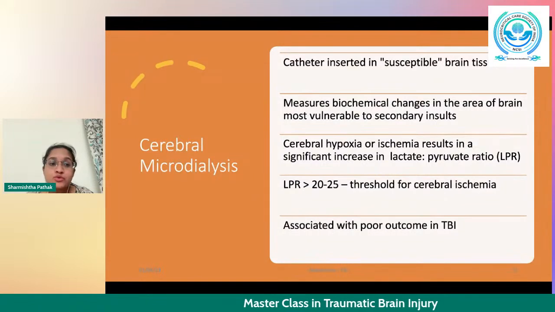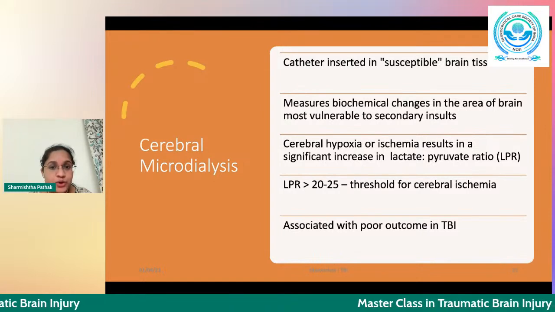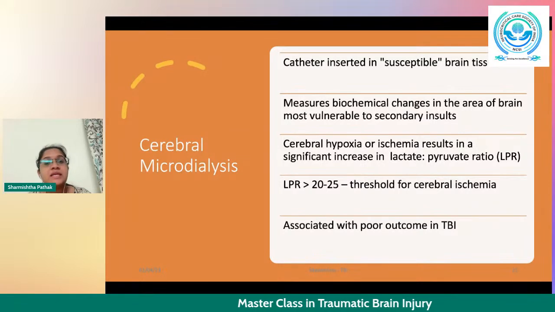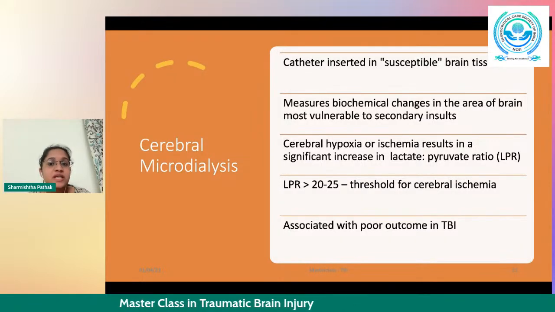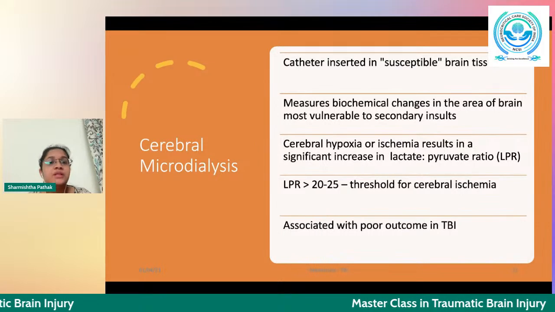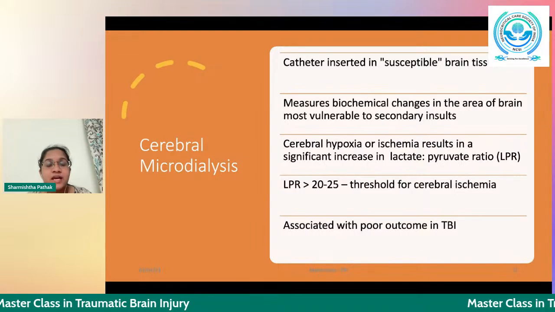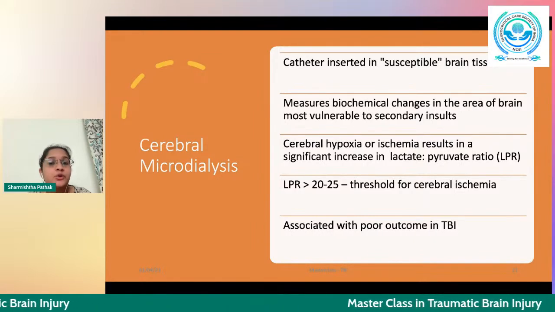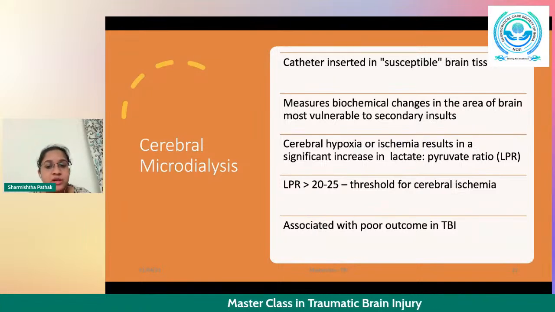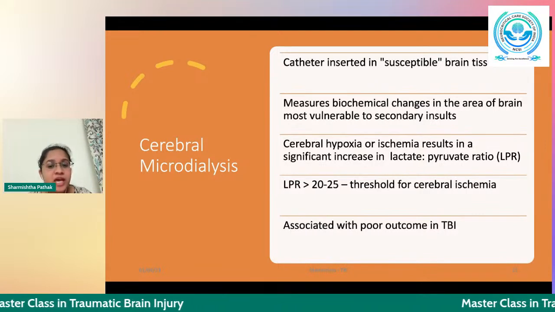Another modality which can be used is cerebral microdialysis, which we use commonly in neuro ICUs, where we insert the catheter into the susceptible brain tissue and measure the biochemical changes occurring in the area of brain which is most vulnerable to secondary insults. Cerebral hypoxia or ischemia, which may occur during the post-operative period in the ICU, can result in significant increase in lactate pyruvate ratio, whereas a lactate pyruvate ratio of more than 20 to 25 is considered as a threshold for cerebral ischemia and should be considered for adding interventions into treating these TBI patients.